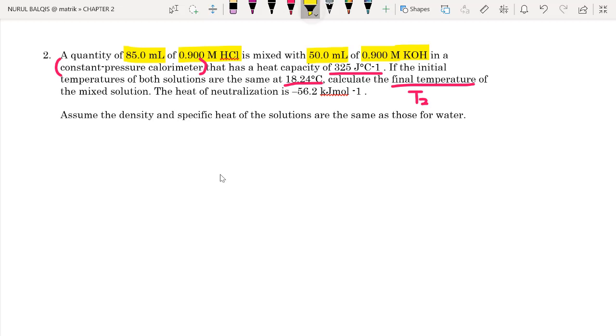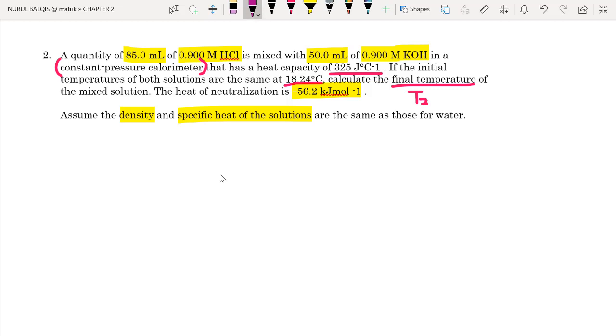Given to you is information about the heat of neutralization, which is 56.2 kilojoule per mole. Assume the density and specific heat of solutions are the same as those for water, meaning density is 1 gram per mL, and specific heat capacity is 4.18 joule per gram per degree Celsius. So, we've got all the information that we need to answer these questions. We'll start with the thermochemical equation.